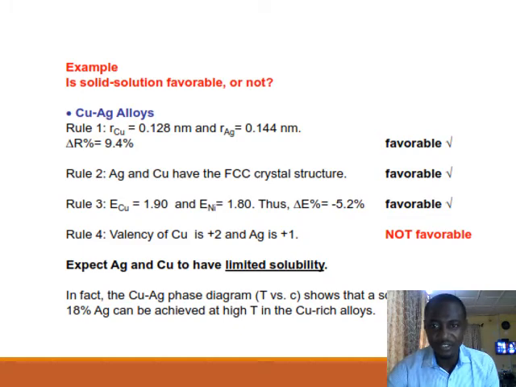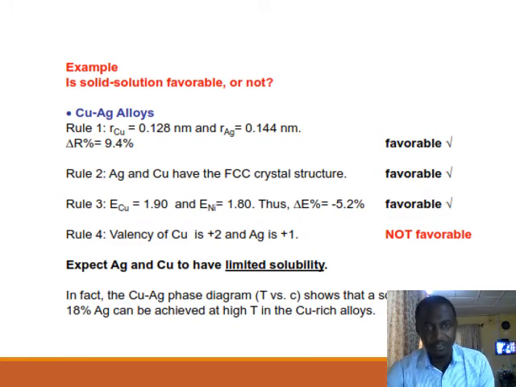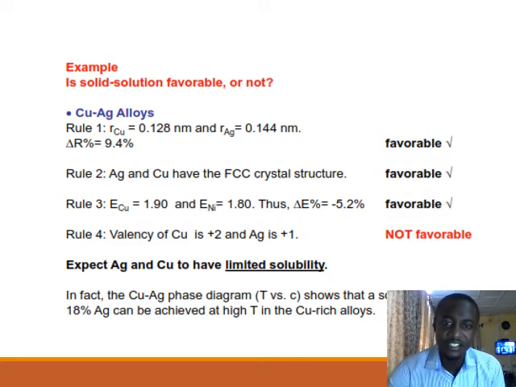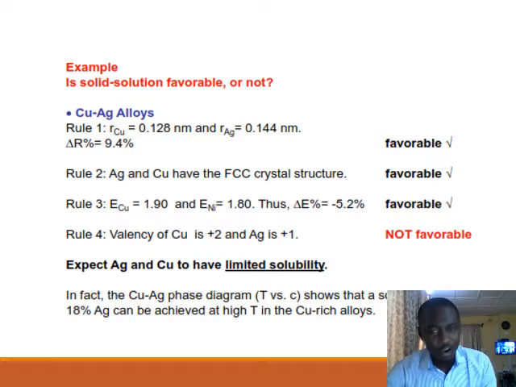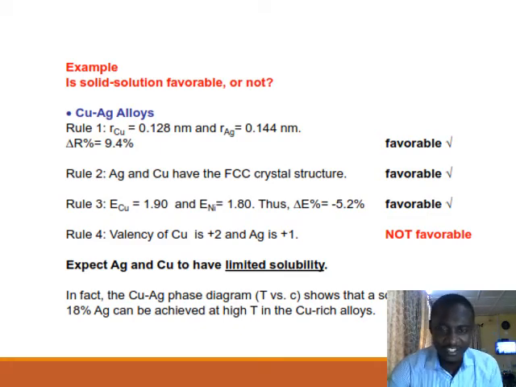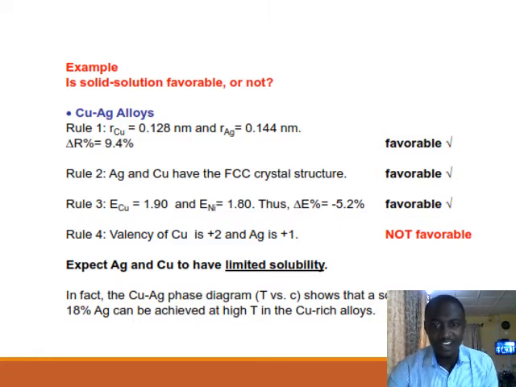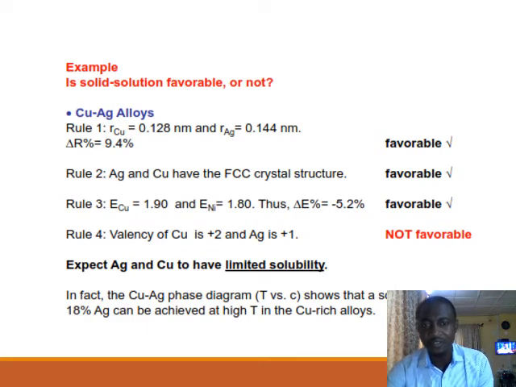If you look at the electronegativities, you see that the electronegativity for copper is 1.9, that of nickel is 1.80, which is also favorable according to the percentage difference. Now, lastly, if you look at their valency, copper has a valency of +2, silver has a valency of +1, so they have different valency. So this is not favorable. So what it means is that of all the four factors that you have tested, only three are favorable. So outrightly, you cannot say that you cannot form a solid solution from this. But what it means is that you can form a limited solid solution.